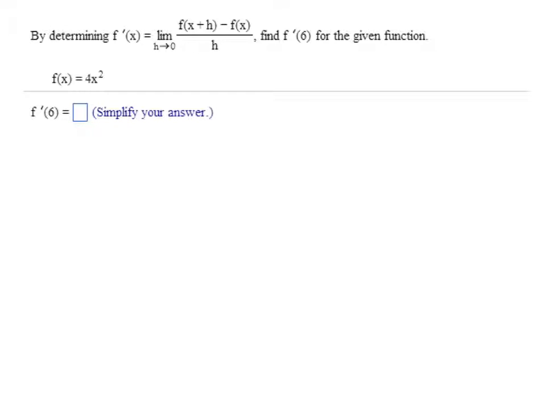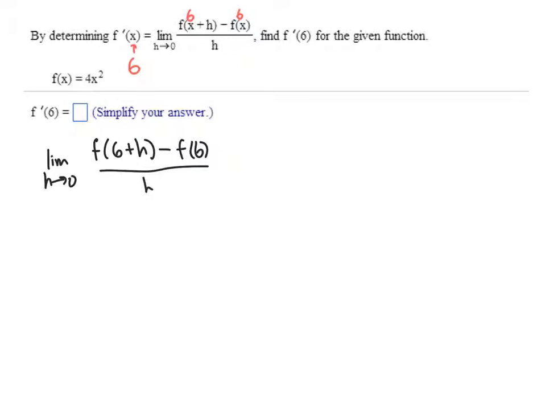So the first thing to realize is that since they're asking for f prime of 6, this x that we see in our formula is just going to be a 6. So every time we see an x in this formula, we're going to replace it with a 6. So that's our first step of our problem. We're going to write out that limit definition, the limit as h goes to 0, of f of 6 plus h minus f of 6 divided by h.